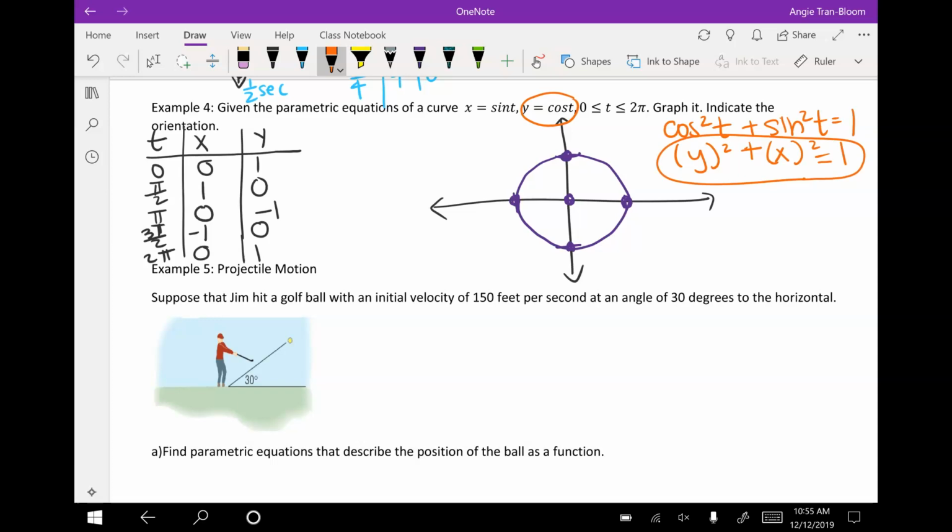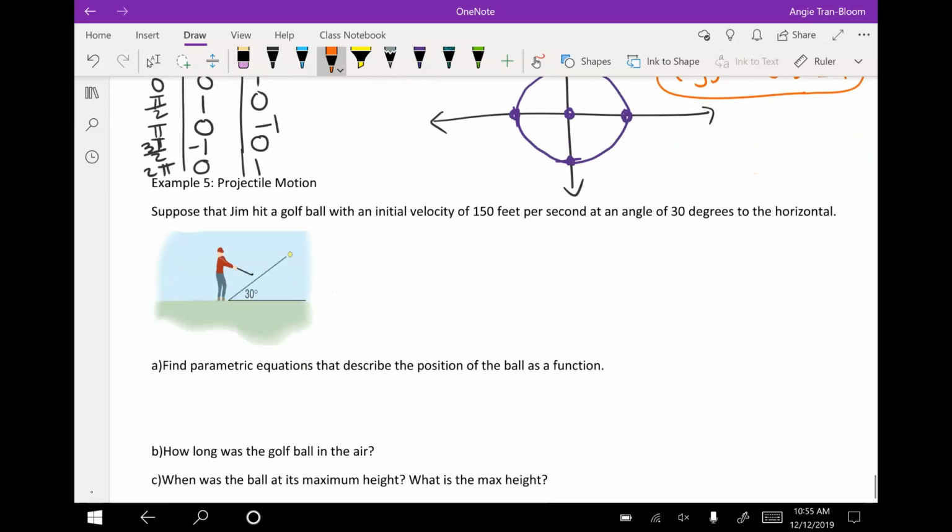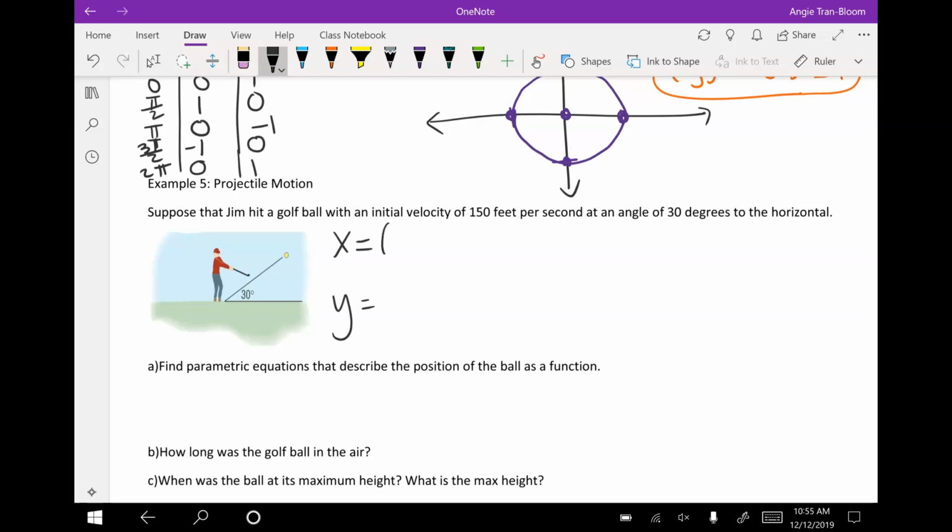Example 5, projectile motion. Do you have those formulas under your belt? If not, can you flip to that definition and give me the x equals and y equals? Tim, what's your x equals under the definition? In parentheses, v naught cosine theta, and parentheses times t. Beautiful.